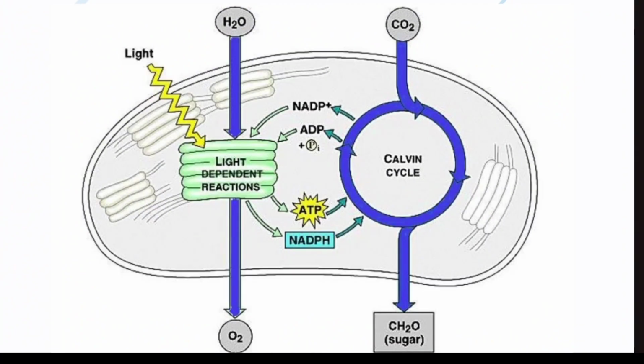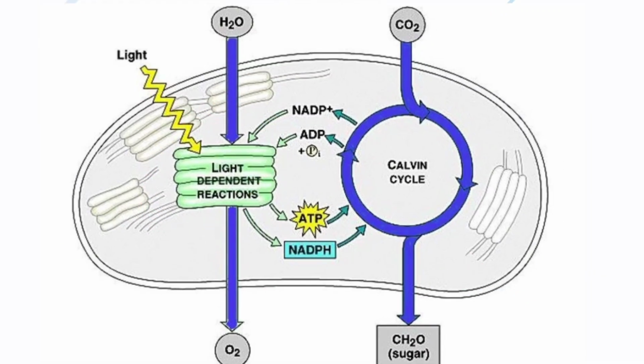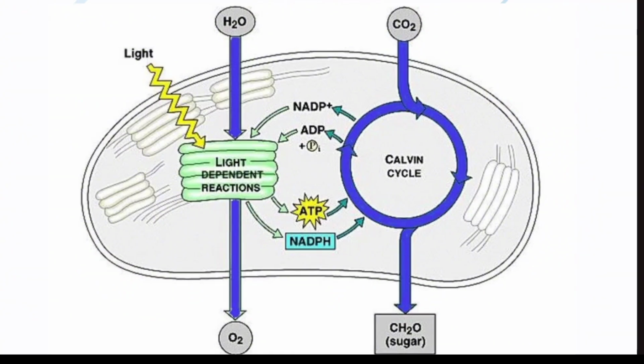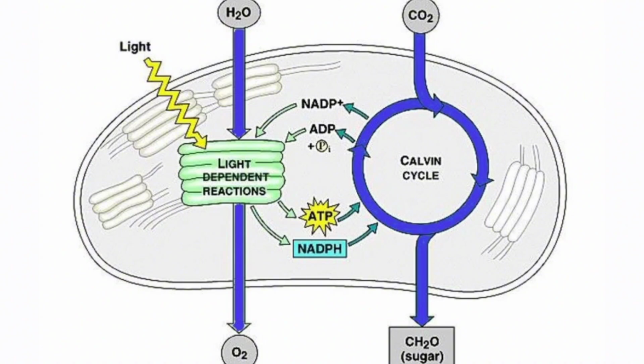So this is the structure of chloroplast, and this green structure is called thylakoid, and this is known as stroma. Now in thylakoids the light reaction takes place, in stroma the dark reaction takes place. The light reaction takes place in thylakoid because thylakoid has chlorophyll. When the light strikes the chloroplast, the light is absorbed by chlorophyll. Now this light energy splits the water into oxygen and, at the same time, ATP and NADPH.